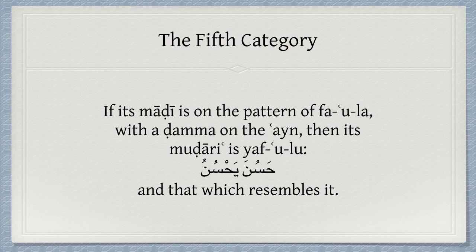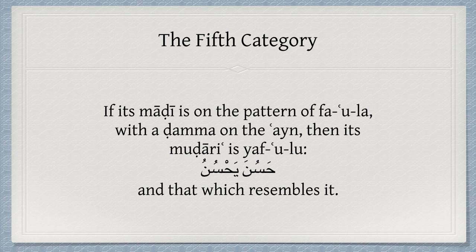So he says the 5th category, if its madi is on the pattern of fa'ula, with a dhamma on the ayn, then its mudari is also yaf'ulu. So our 5th category is dhammu dhammin. So in our poem, what is it? Fathu kasrin, fathu dhammin, fathatani, kasru fathin, dhammu dhammin, kasratani. So this is dhammu dhammin. There's a dhamma on the past and there's a dhamma on the present, and that's basically it. So this is the fifth category, right?